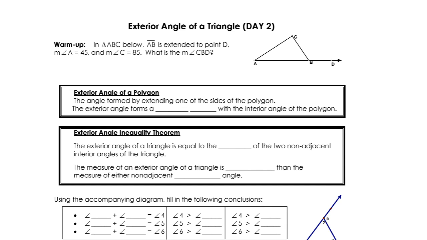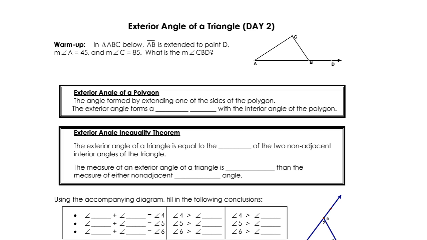All right, guys, we are on Unit 3, Day 2, and this is called the exterior angle of a triangle. An exterior angle is just formed by extending a line or a side of the triangle, one side. And so we have that drawn for us in the picture.